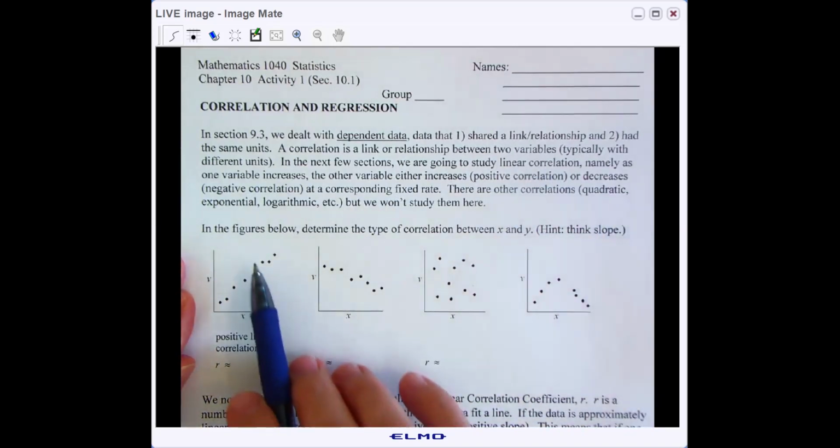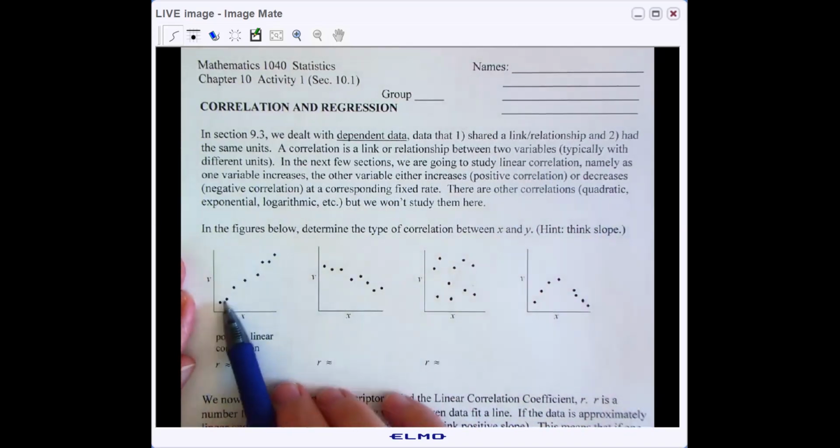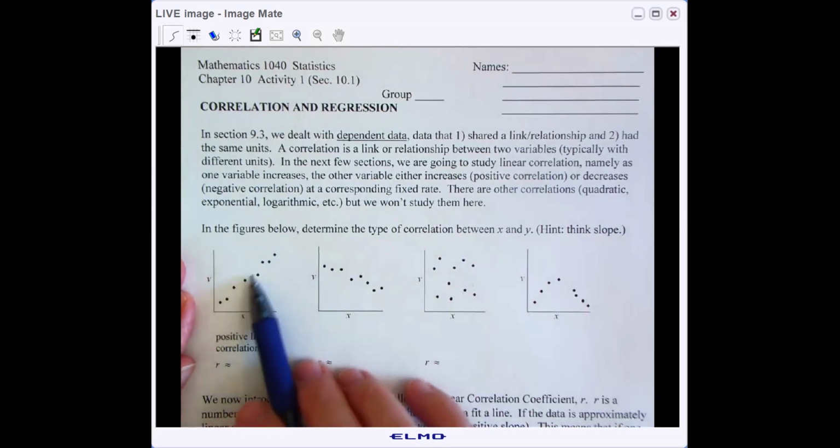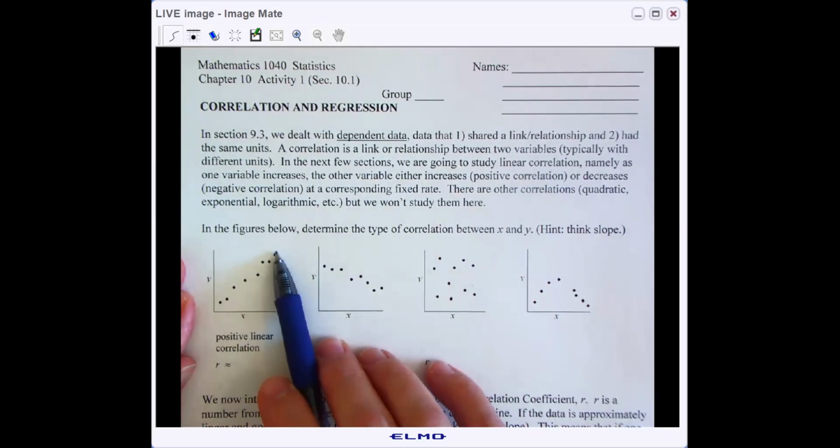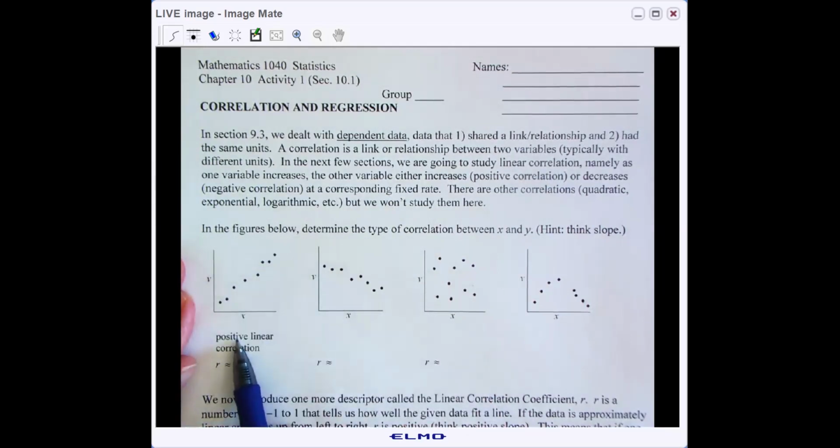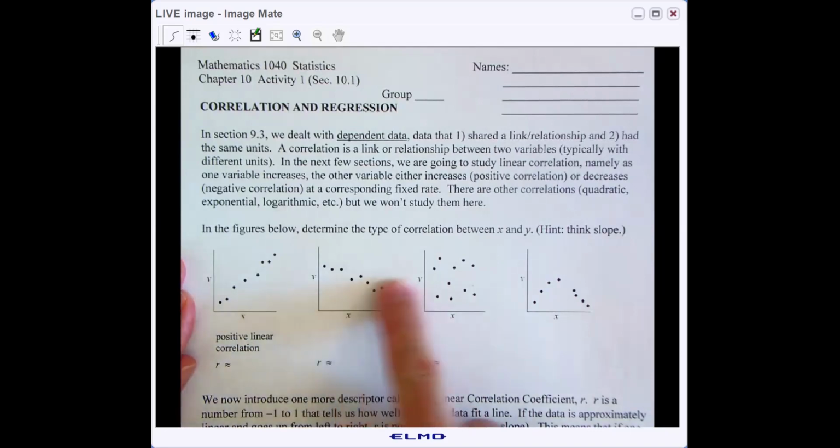So in our first graph right here, we can see that this has a pattern, and it looks a lot like a line with an upward positive slope. So we would say that this has positive linear correlation. I'm going to pause the video and let you determine what the other three graphs look like here.